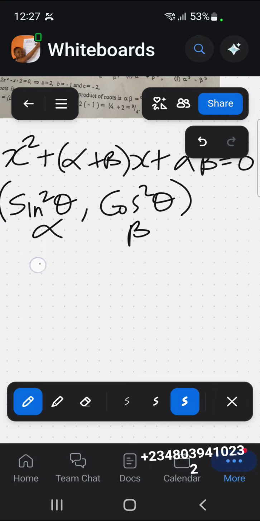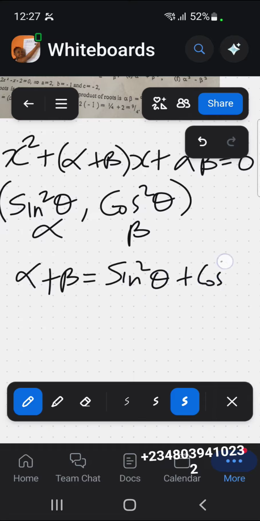Now alpha plus beta would give us sine square theta plus cos square theta. According to the trigonometric identity, sine square theta plus cos square theta is 1. Anytime you see sine square theta plus cos square theta, it is equal to 1. So we've gotten the sum, and the sum is just 1. Now we want the product, alpha times beta.